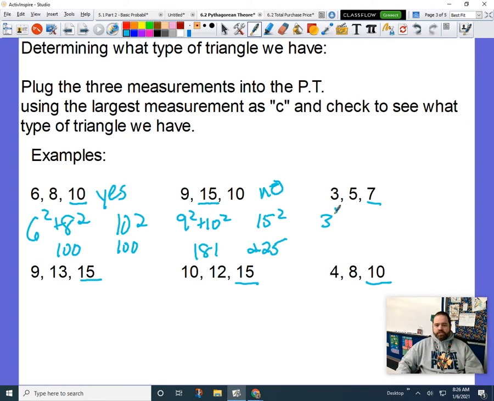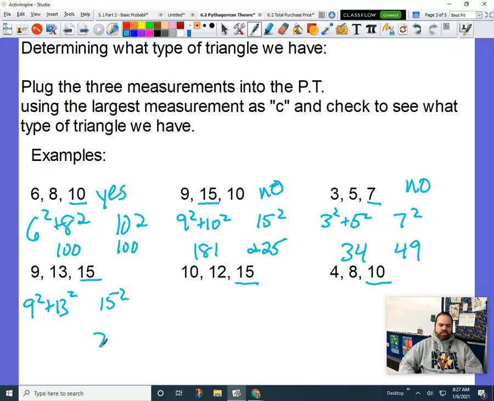So 3 squared plus 5 squared equals 7 squared. I know 7 squared is 49. 9 and 25 is 34. So that one's a no. Okay. 9 squared, 13 squared, 15 squared. This is 225. And calculator, 81 and 169. I know my squares, but I don't know what they add up to. So this one's 250. This is another no.